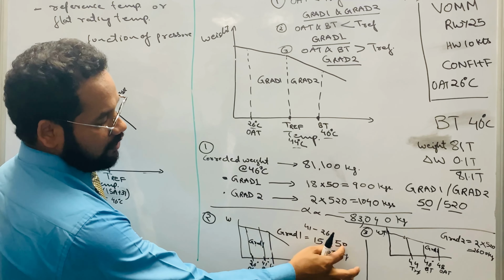Next, if you are to apply only grad 2 correction, just find out the difference between these two and multiply the difference with the grad 2 correction value. Suppose 520 is the grad 2 correction value; multiply, and then you get grad 2. In this case, you add only the grad 2 correction to the corrected weight. So that's how it is applicable. I hope you are clear with all these 3 cases and when the grad correction is applicable.